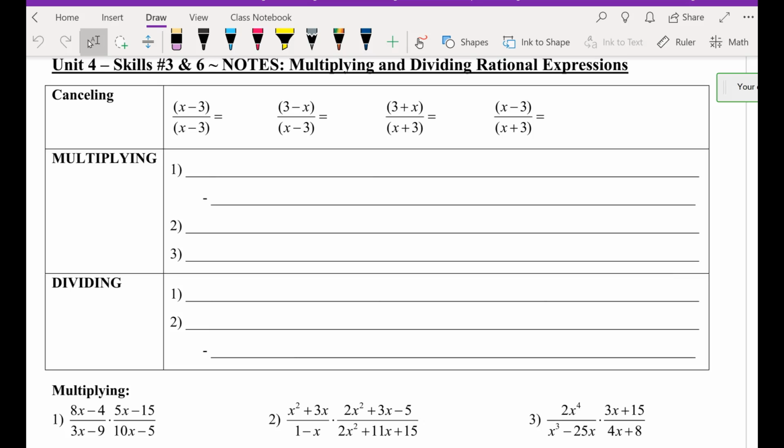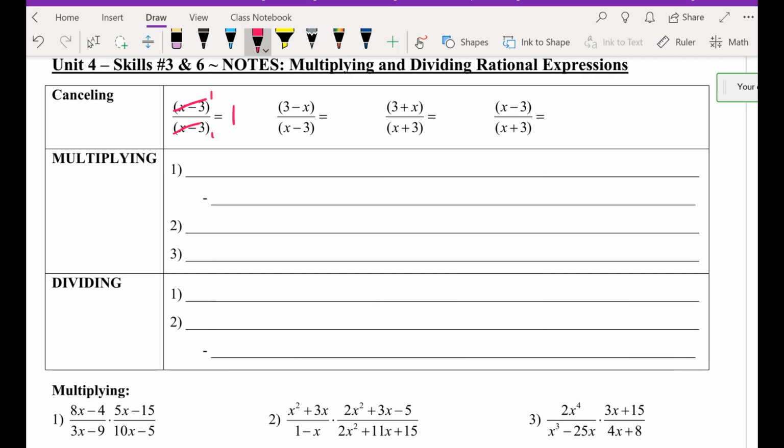Okay, here we go. So on canceling, question number 1, x minus 3 divided by x minus 3. Can we cancel those two things? What do we get? A 1, okay? Because canceling, think of it as dividing by the same exact thing. So this is 1 and 1. That means 1 divided by 1 is 1.